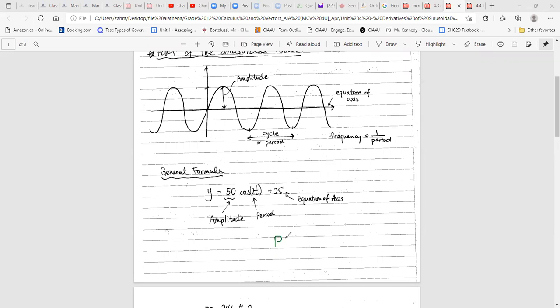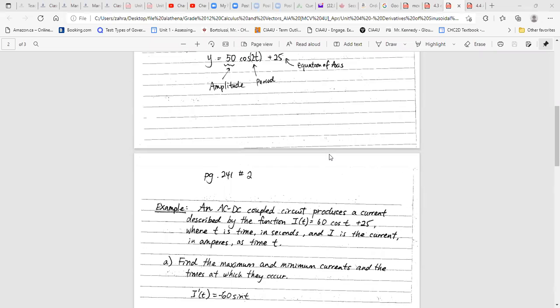So the period is 2 pi over k. This number is k here, so it's going to be 2 pi over 2, which is pi. Pi is the equivalent of 180 degrees. Or if you want to talk about the period in degrees, it's 360 over k, which is 180. So it depends on what unit you want to talk about.